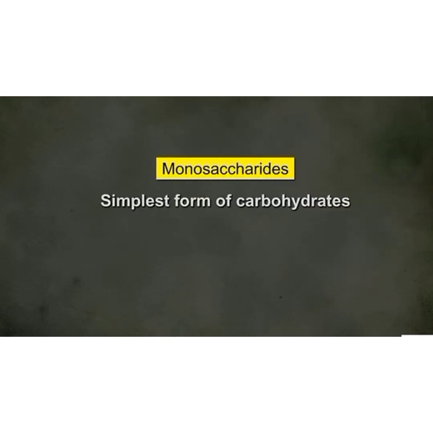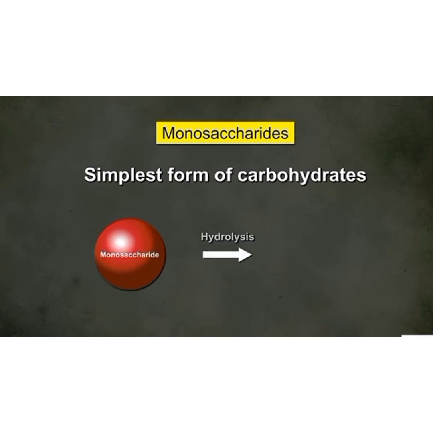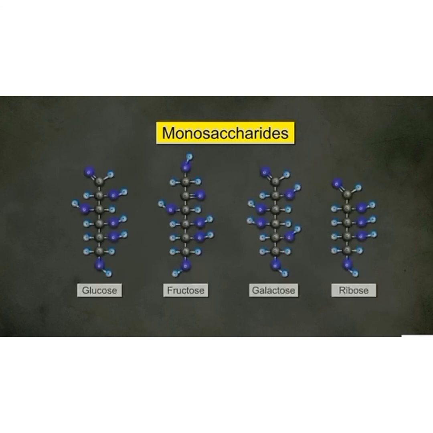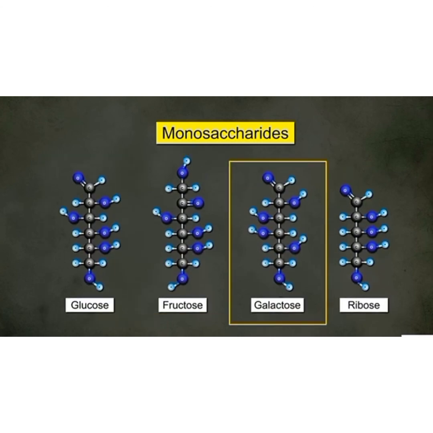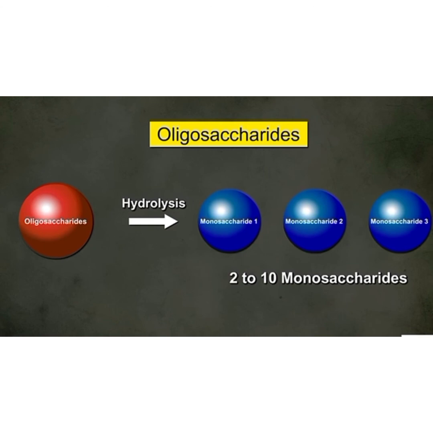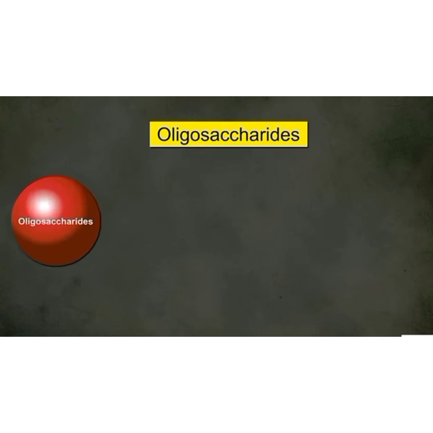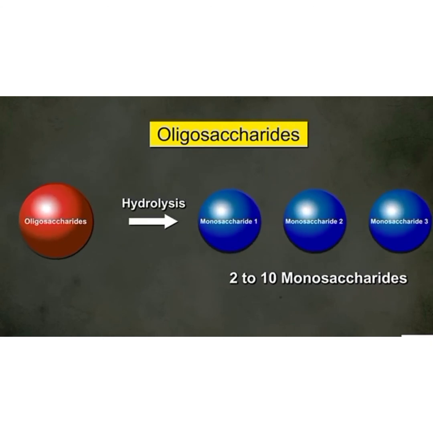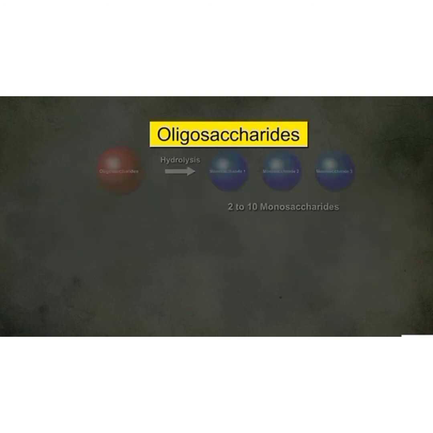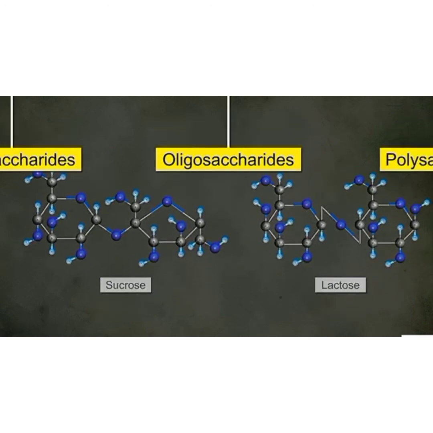Monosaccharides are the simplest form of carbohydrates. They cannot be hydrolyzed into simpler compounds. Some common examples of monosaccharides are glucose, fructose, galactose, and ribose. Oligosaccharides are the carbohydrates which give 2 to 10 monosaccharide molecules on their hydrolysis. Some examples of oligosaccharides are sucrose and lactose.